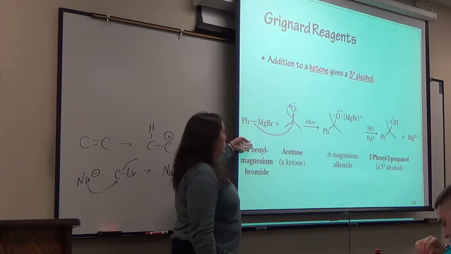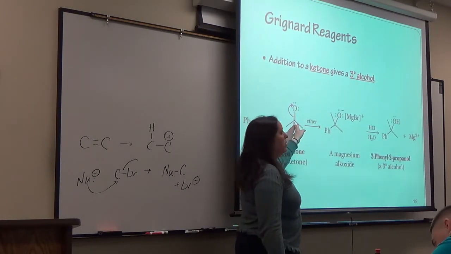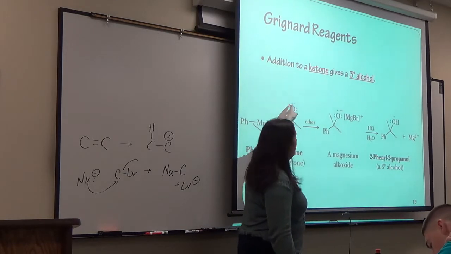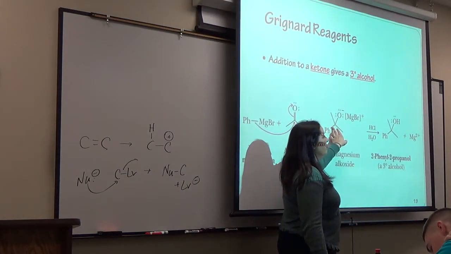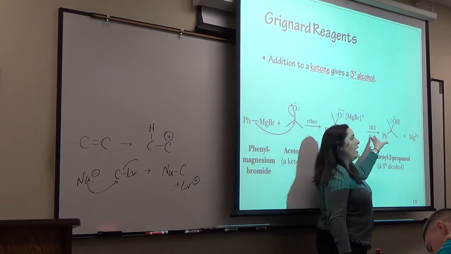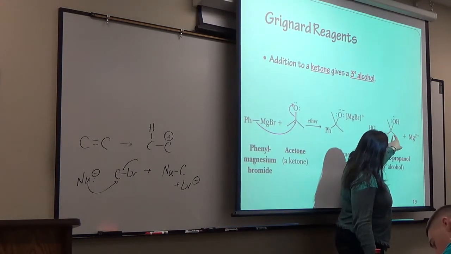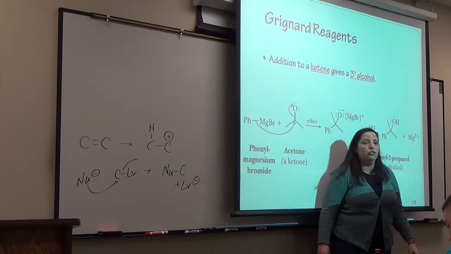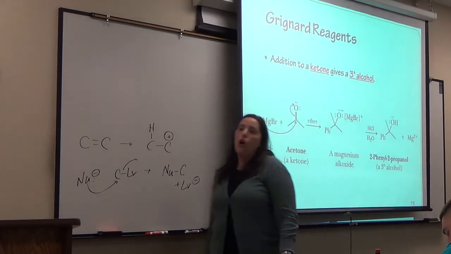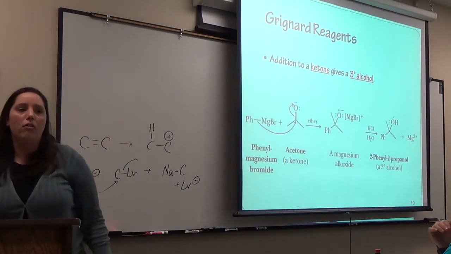And so if the benzene attacks, it opens the pi bond, you now have a new bond, the salt, you add a weak acid, and you make your alcohol, which now has 1, 2, 3 carbons attached, which is tertiary. So a ketone always makes a tertiary alcohol as a product.